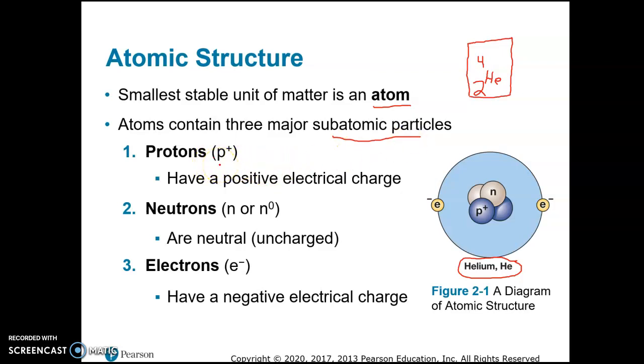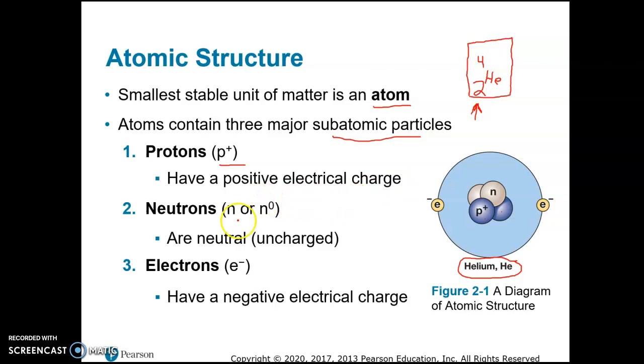protons. For each of these subatomic particles, make sure that you know the charge and the location. So protons have a positive charge. They're located in the nucleus of the atom. So helium has 2 protons. And another thing that tells us that helium has 2 protons is the atomic number 2 that you see in the box on the periodic table.